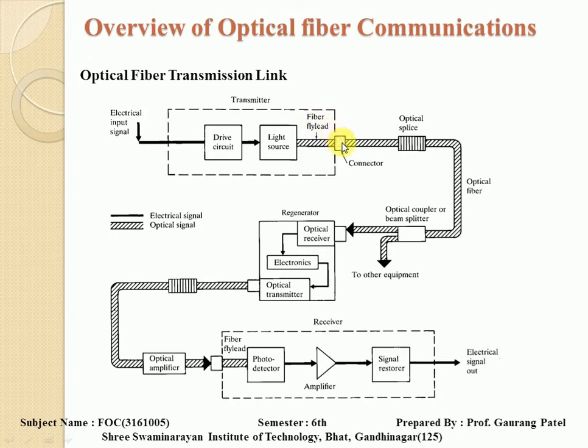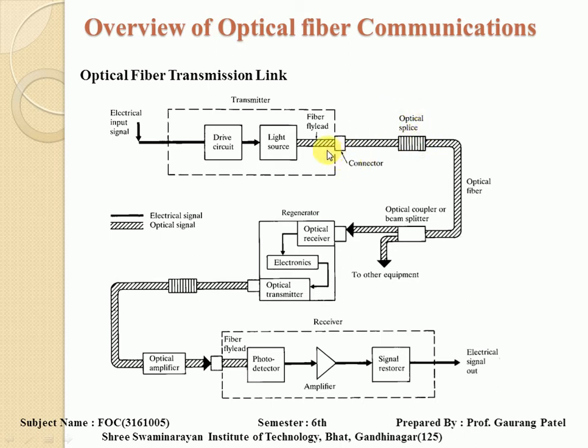Now if you talk about the transmission channel, then transmission channel consists of optical splice, connector, optical fiber cable, optical coupler and beam splitter, regenerator and optical amplifier. The main function of this optical splice is to make a permanent connection between two fibers. तो आप देख सकते हो कि ये फाइबर है और ये दूसरा फाइबर है, दोनों के बीच में अगर आपको परमानेंट कनेक्शन करना है, then optical splice is used.